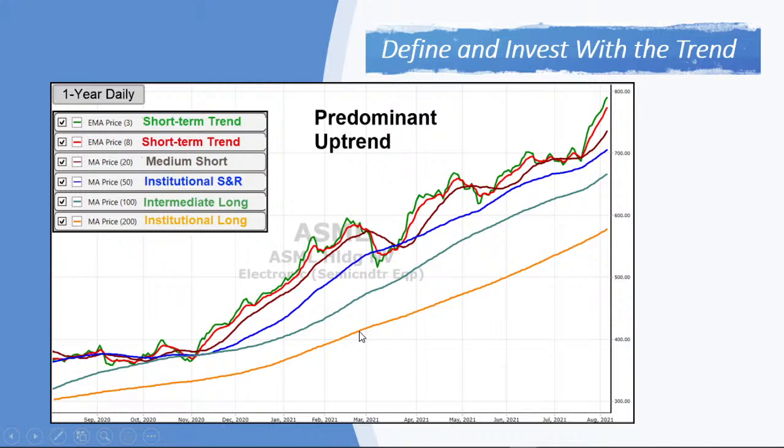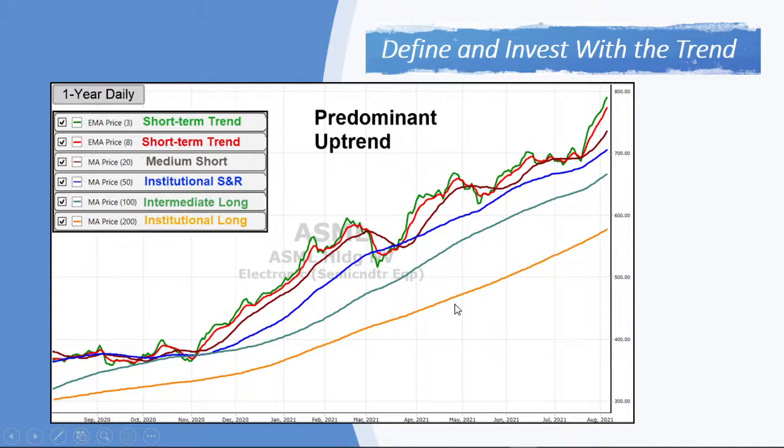Now, institutional buying may occur as price pulls back towards the 50-day moving average, settles above it or at it, and then retraces from it, establishing a support level using that 50-day moving average. Okay, so we want to define and invest with the trend.